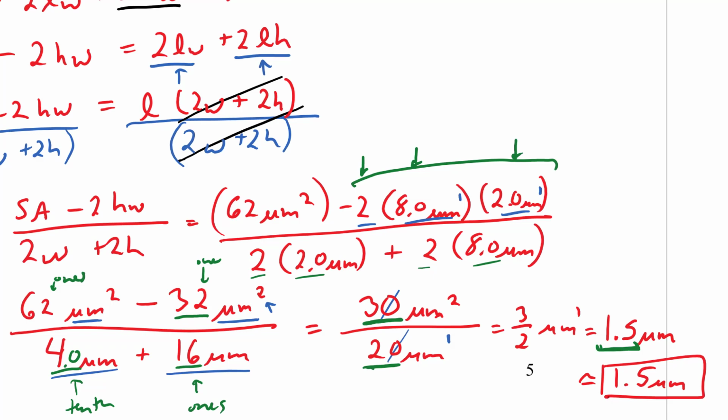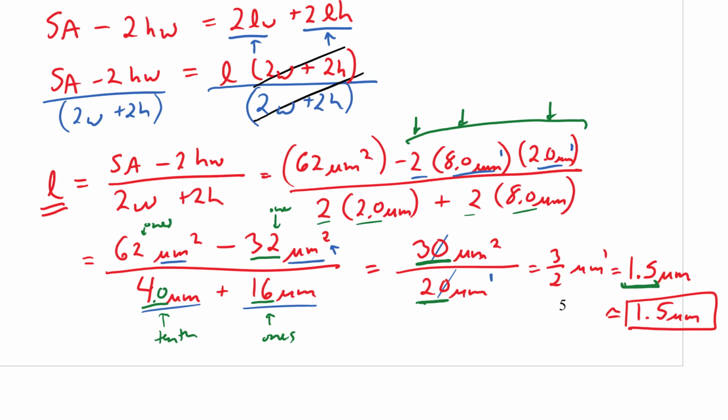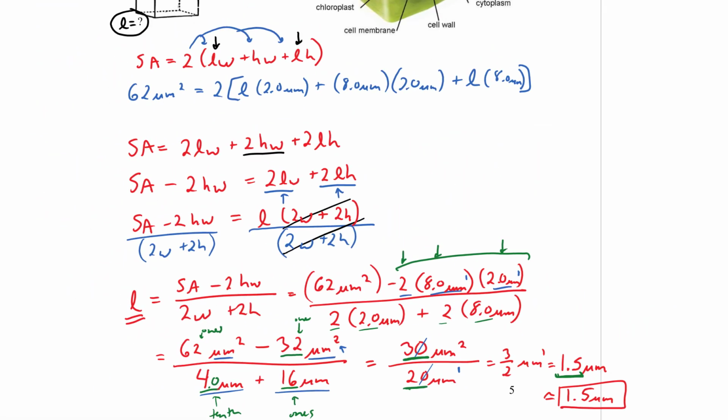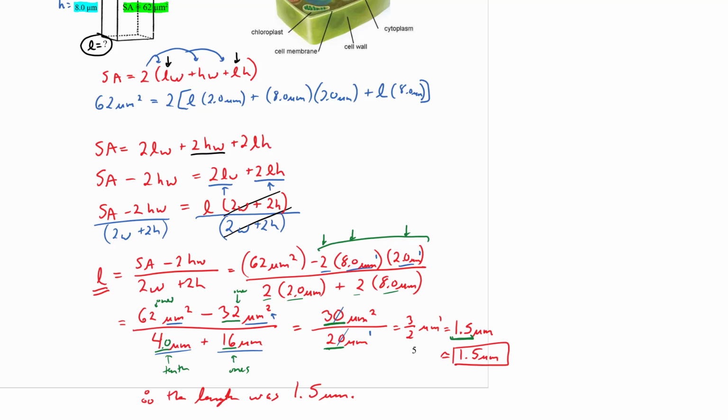Finally, this is a word problem. So you should write something like, therefore, the length was 1.5 micrometers. A lot of steps along the way to solve this problem. We were given the formula. My opinion on memorizing formulas, it's a complete waste of time.